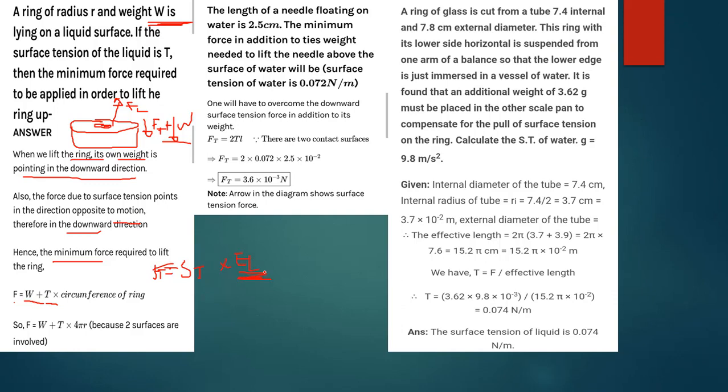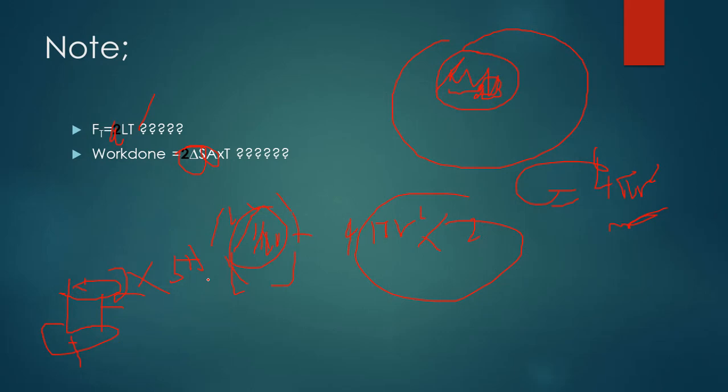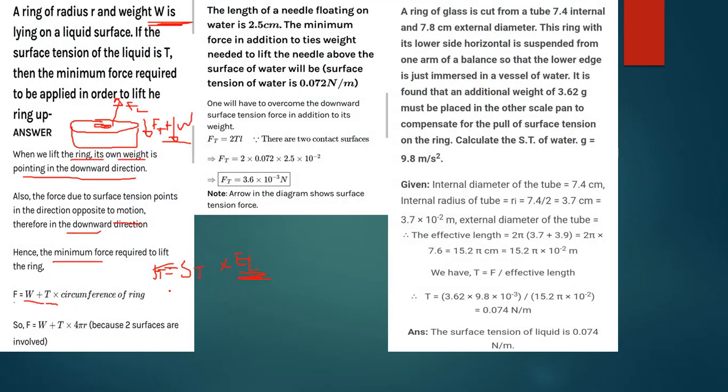Okay, times effective length. So the effective length depends on how many sides of the body are in contact with the wire, as I have just said. Okay, so we have surface tension T times the effective length. We know the wire here is a ring, a circle, so its length is the perimeter of the wire, which is 2 pi r. But remember when you have a ring, it means outside there is water and inside there is water.